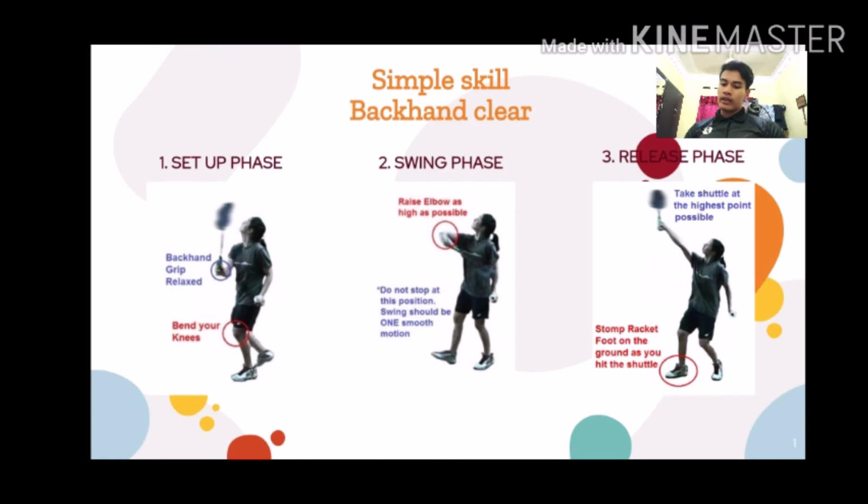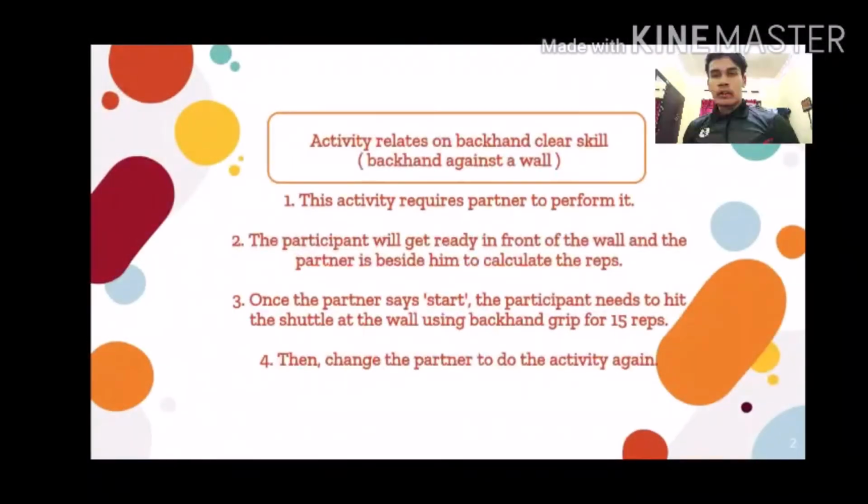And then as the player hits the shuttle, stomp the racket foot on the ground by placing his body weight on it, to generate more force. And after hitting, he needs to recover by turning his body and facing the front court to defend against the opponent's shuttle.